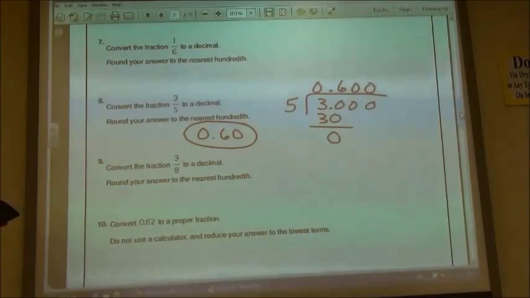So 3 divided by 5 on my calculator, I get 0.6, but I have the 0 there to show that I did go to the hundredth spot.